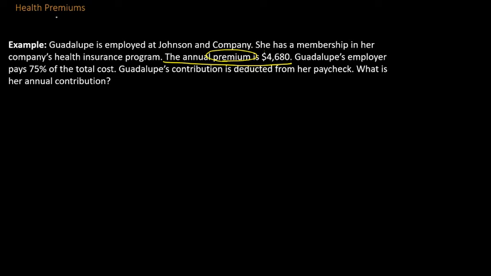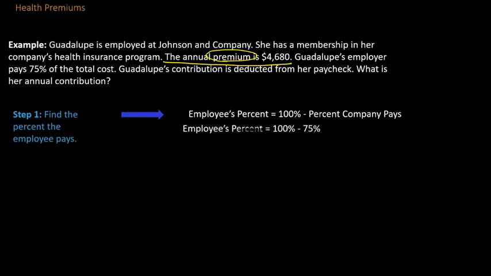So annually, we're saying it costs $4,680 for this plan for Guadalupe. So that's the total cost per year, but her employer is paying 75% of the cost. So if they're paying 75%, we need to find what percent she's paying. So if they're paying 75, you can probably quickly compute that that means that she must be contributing 25% of the total cost, right? She's paying the rest.